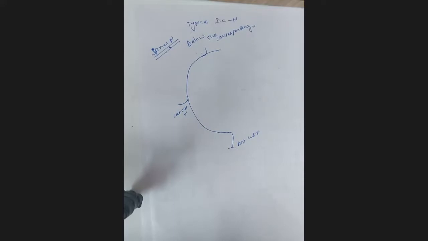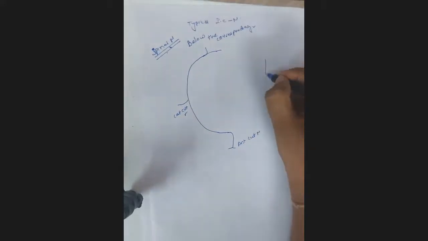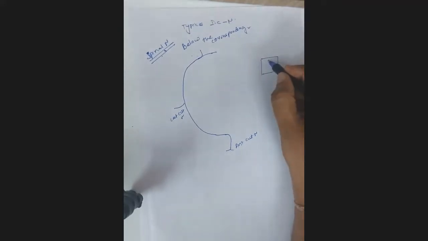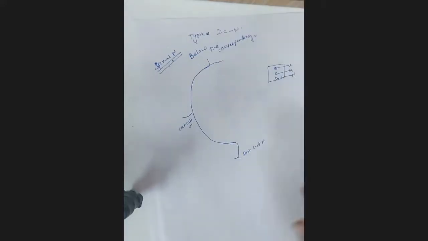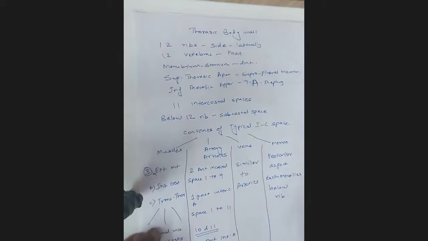The transversus thoracis arises from the inner surface of the rib and gets attached to the inner surface of the ribs below. When we see the arrangement of these three structures, it is vein, artery, and nerve. In a typical subcostal groove, the vein is superior, then the artery, and then the nerve.